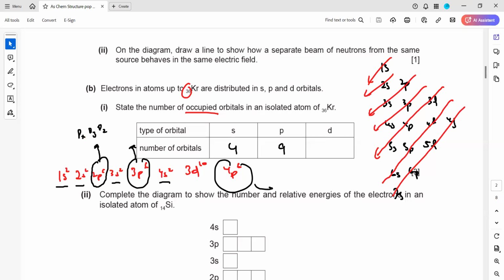And how many d orbitals are occupied? The d subshell contains 5 orbitals and d10 means all of them are filled. So how many are filled? 5 of them are filled. Is it clear how we identify the number of orbitals? First we write the configuration. Then, if the p subshell is complete, it means 3 orbitals are occupied. If the d subshell is complete, it means 5 orbitals are occupied.